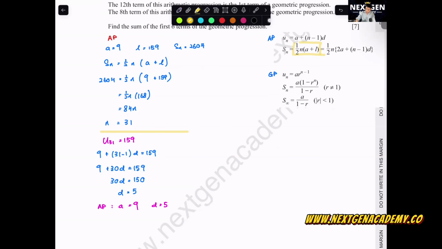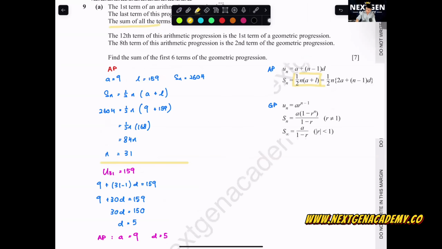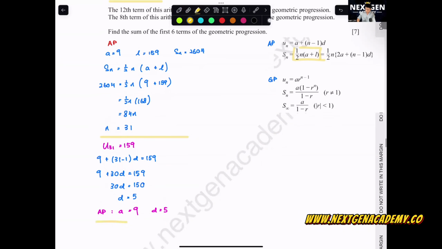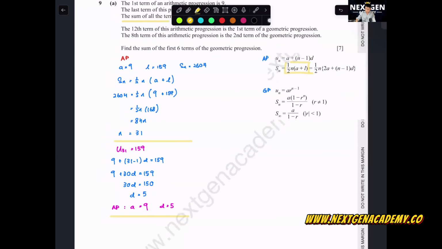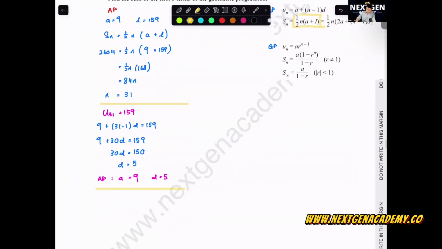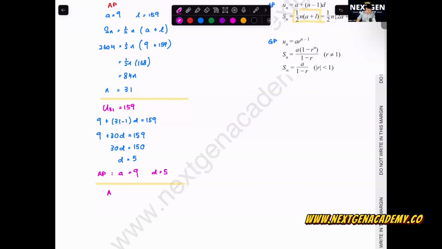Okay, let's go to the second part. This is the first part that we just completed. For the second part, they say the 12th term of the arithmetic progression is equal to the first term of the geometric progression. So we can say that this one is AP and GP. The 12th term is equal to the first term of your GP.